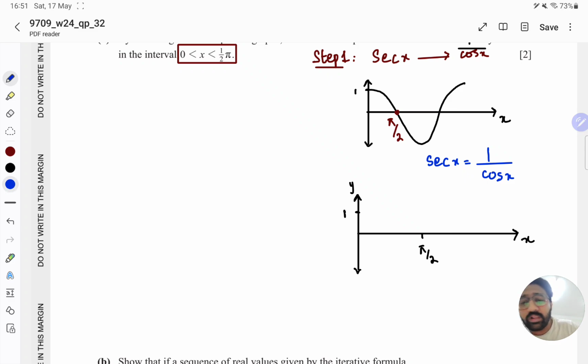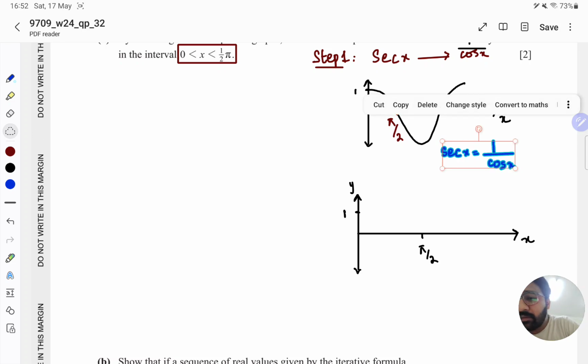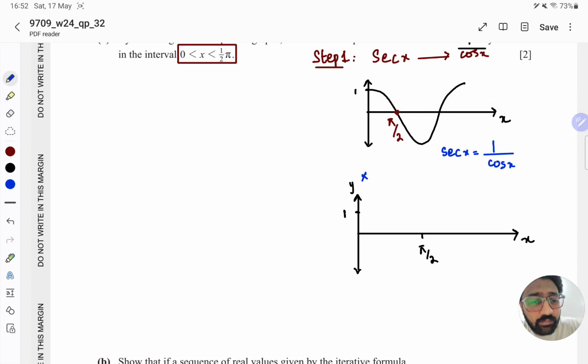For the reciprocal graph, you should know that the maximum point becomes the minimum point because it is 1 over something. Let me write it here. Maximum point will become the minimum point. So maximum point will change into a minimum point.